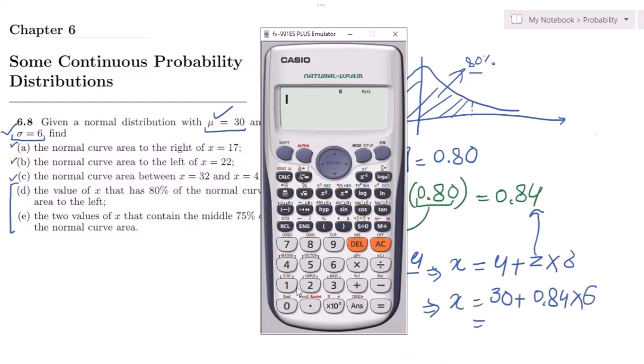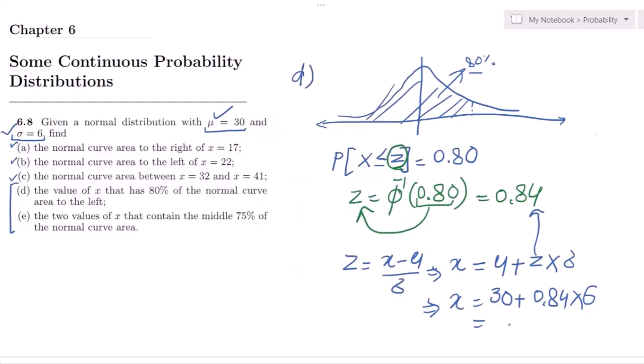Let us calculate it. So it would be 0.84 multiplied by 6, so it would be 5.04, plus 30, so 35.04. That is the value of x and the answer of part D of our question. Now let us proceed to part E. The two values of x that contain the middle 75% of the normal curve area.